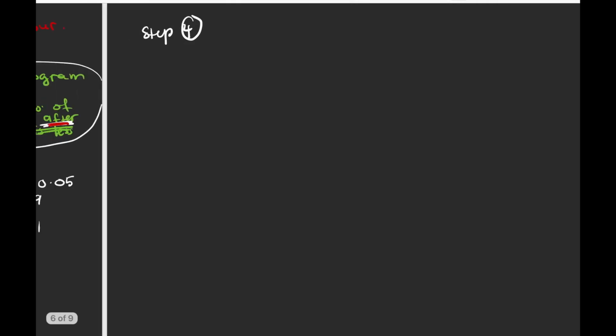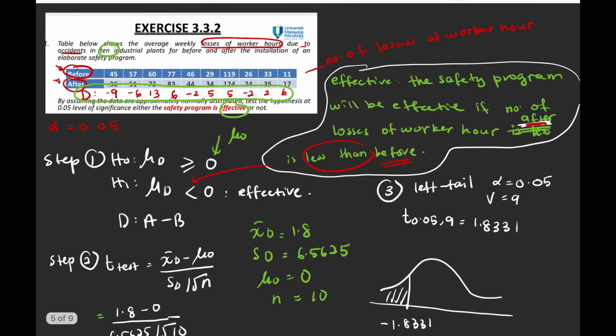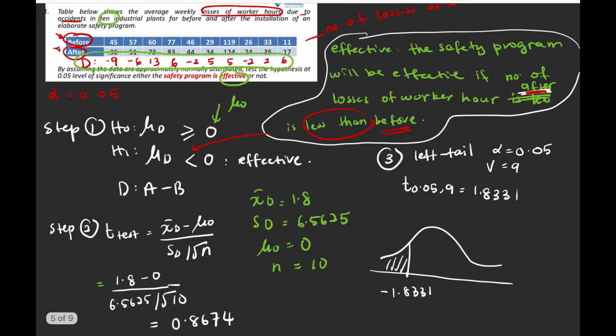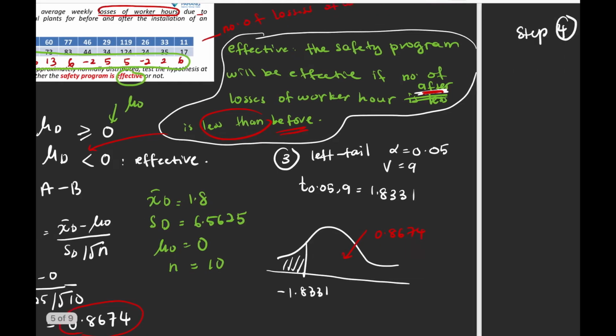Okay, step 4. Reject or accept H null. So look at here. You want to reject or accept H null. This is your test statistic and this is your region. So where is 0.8674 located at? It is located at here. Rejection region or acceptance? Acceptance region.